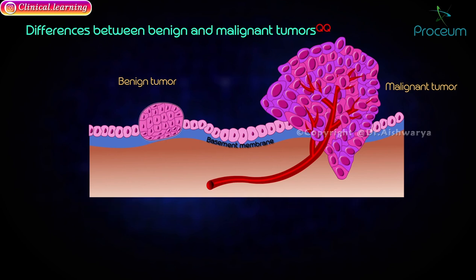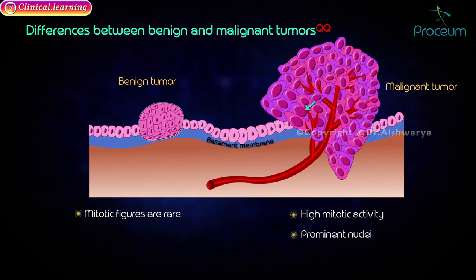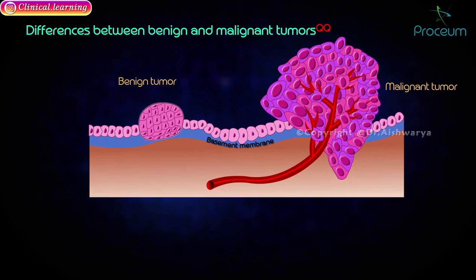In the benign, the mitotic figures are rare. But on the other hand, in the malignant one, there is a high mitotic activity with abnormal mitotic figures, prominent nuclei, and nuclear hyperchromatism, which are typically seen. So all these are the major differences between the benign as well as malignant tumors.